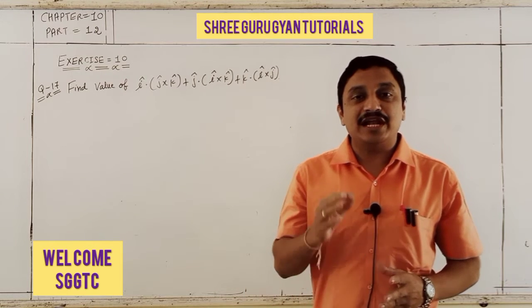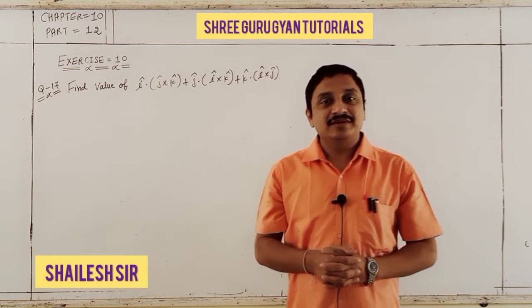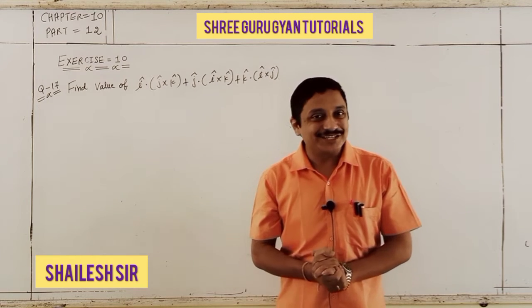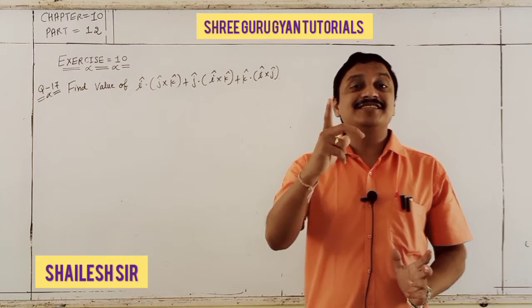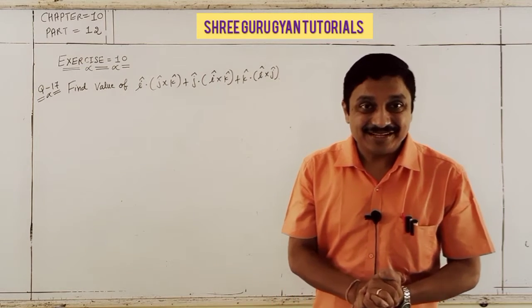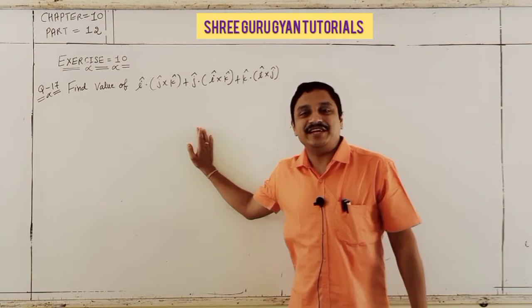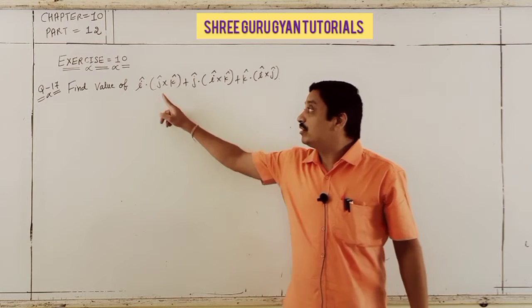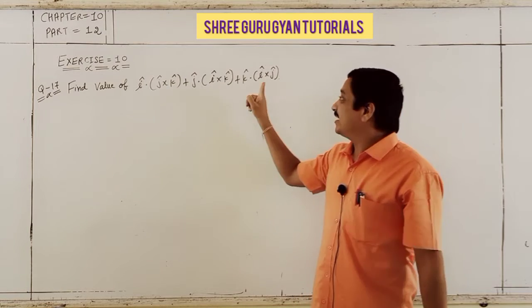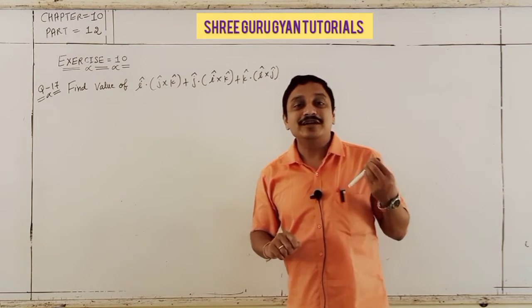Students, today is the last part of this chapter, and in this part I explain only the two remaining numericals for exercise 10 and miscellaneous examples, which are very important. So in exercise 10, question 17, find the value of i dot j cross k plus j dot i cross k plus k dot i cross j.